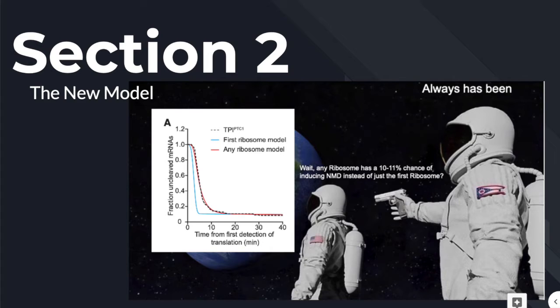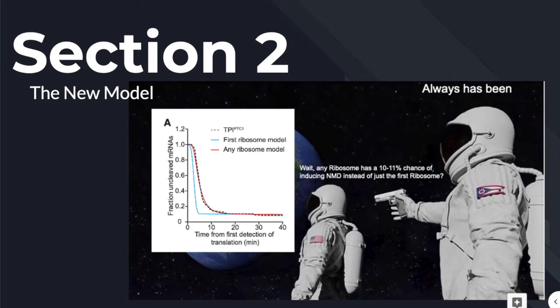Another model describes potential for NMD to happen at any point of translation, but later mentions that many of these models are rather inaccurate, so they proposed their own model and tested it. The proposal was that, quote, the cleavage rate reflects both the time of arrival of the first ribosome and the probability that a ribosome will induce NMD upon translation termination, end quote. Basically, that any ribosome can induce NMD and not just the ones that are present.